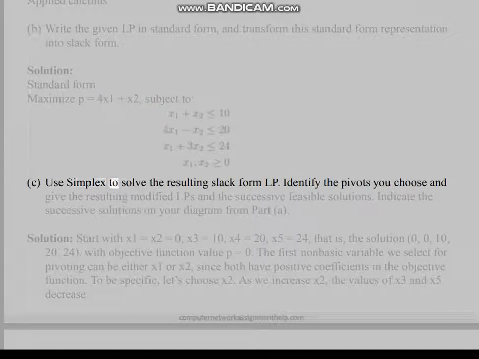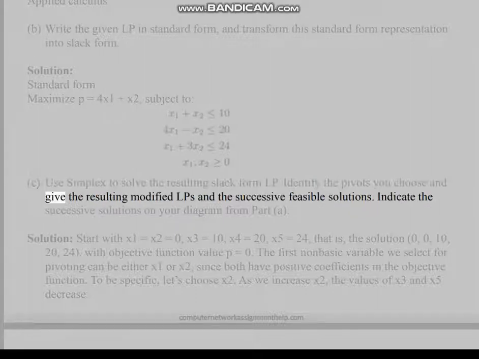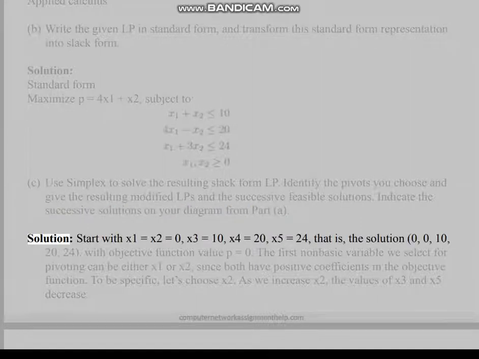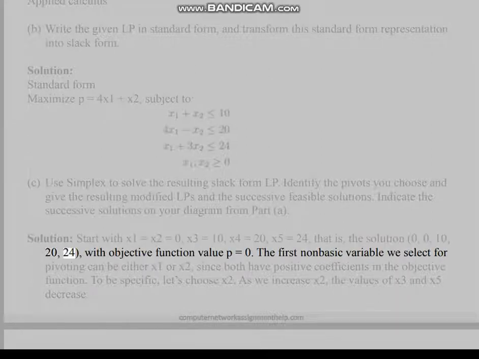C. Use simplex to solve the resulting slack form LP. Identify the pivots you choose and give the resulting modified LPs and the successive feasible solutions. Indicate the successive solutions on your diagram from part A. Solution. Start with x1 = x2 = 0, x3 = 10, x4 = 20, x5 = 24, that is, the solution (0, 0, 10, 20, 24), with objective function value p = 0.